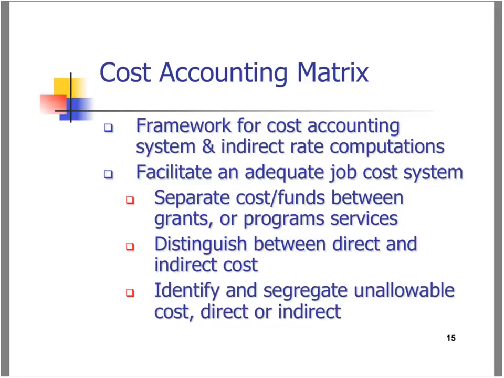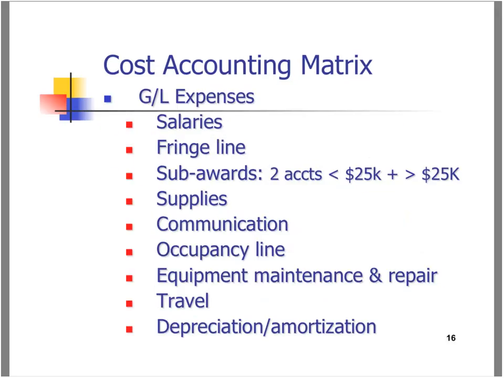for activities. So separating cost and funds between grants and programs and services and membership, fundraising, and the like, distinguishing what's direct and indirect, that has to be kind of intuitive and built into your accounting structure and your combination of your rows, which are your general ledger accounts or natural accounts, as compared to your departments. And then identifying and segregating unallowable cost as well as direct or indirect. So, they want you to identify if there's any unallowable expenses as well. This is the basics of a good system.